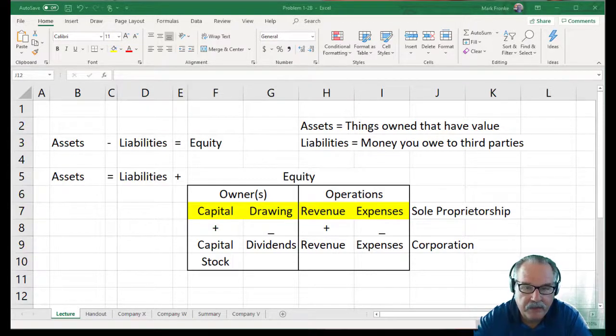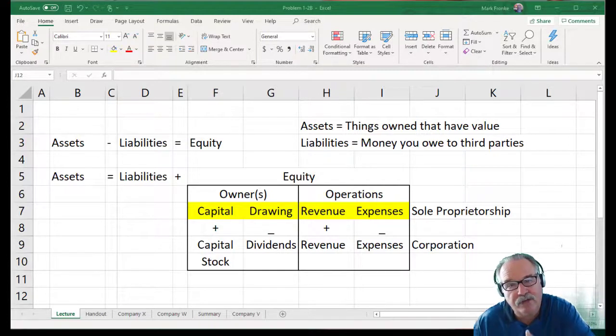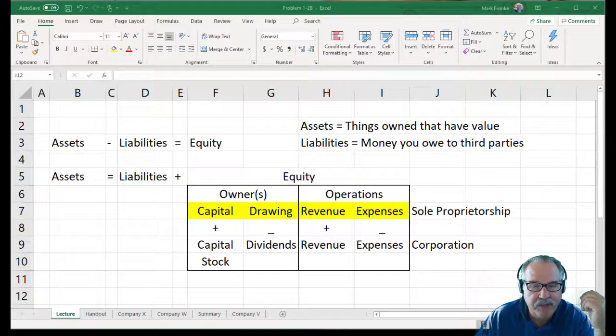is there on the screen. Assets equals liabilities plus equity. The actual algebraic formula is assets minus liabilities equals equity, but it's hard to deal with this minus thing, so we, in effect, using algebra, move the liabilities over to the other side of the equal sign to make it positive.